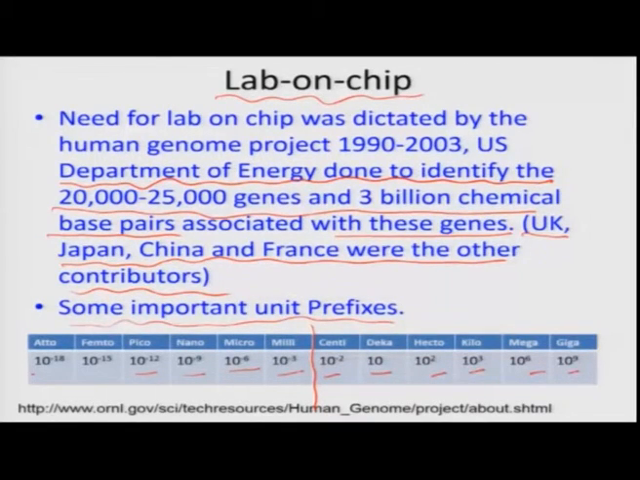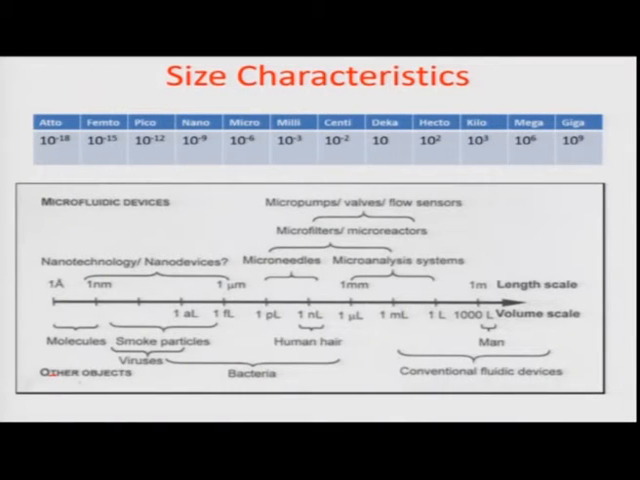And what we are going to learn in this particular set of modules in this particular week is about such sensors and actuators which have microflows in the picture and are able to run on lab on chip devices. When we look at size characteristics of various microfluidic devices, there are micropumps, valves, flow sensors, microfilters, microreactors, microneedles, microanalysis systems, and so on and so forth.